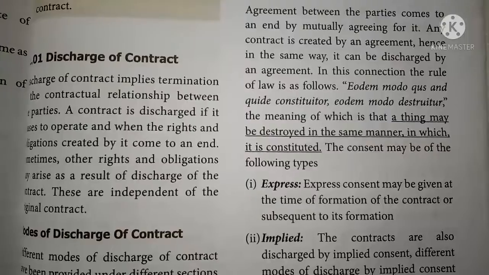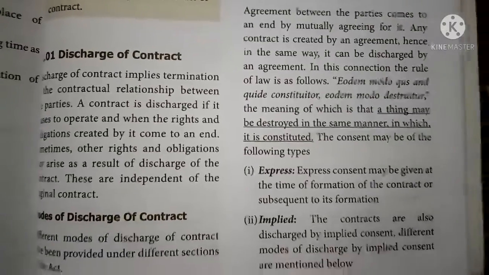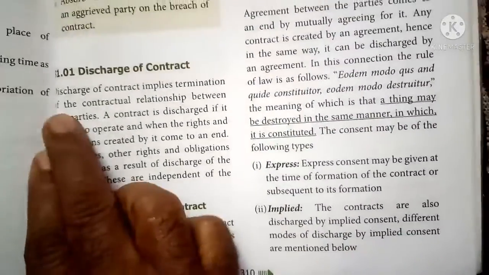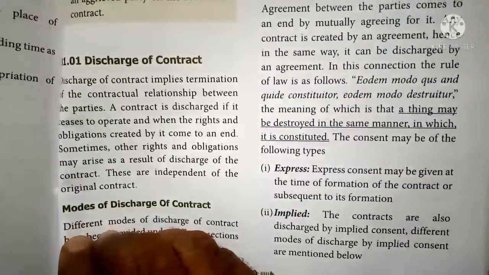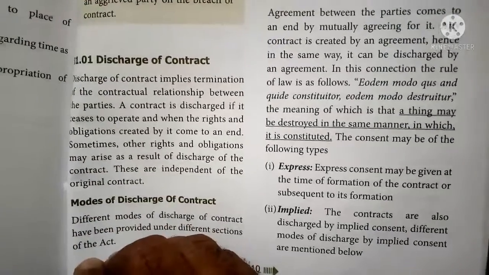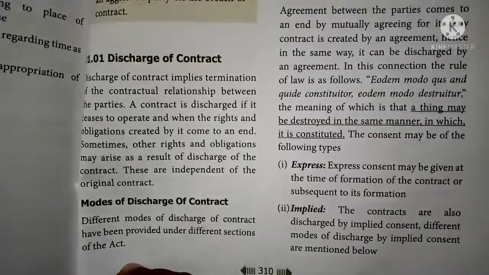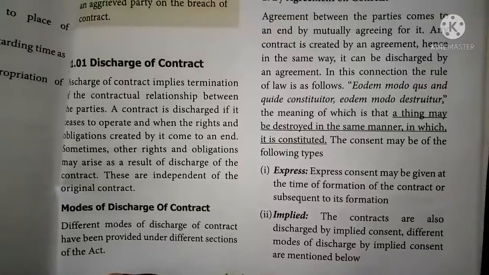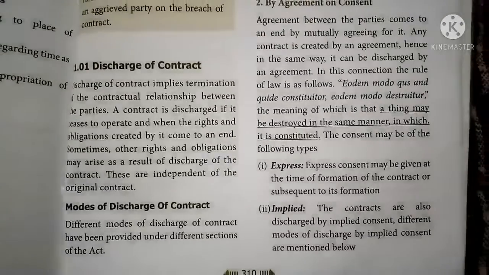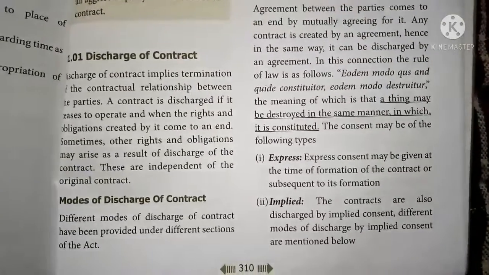A contract is discharged if it ceases to operate and when the rights and obligations created by it come to an end. Sometimes other rights and obligations may arise as a result of discharge of the contract. Modes of discharge of contract.